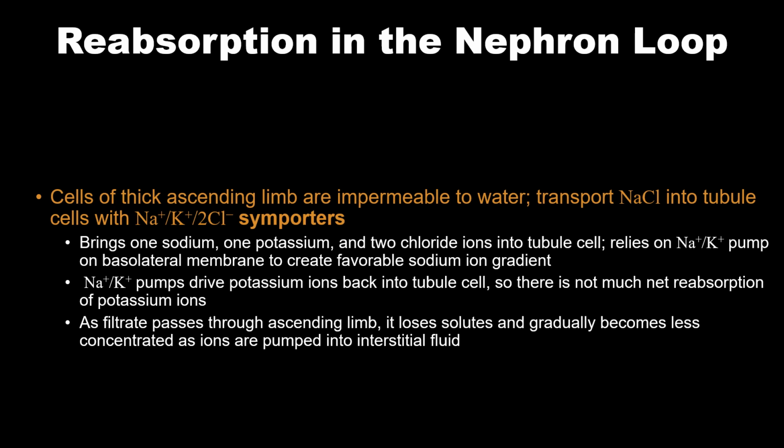Now, as the filtrate passes through this ascending limb, it generally loses solutes and becomes gradually less and less concentrated as ions are pumped back into the interstitial fluid. In juxtamedullary nephrons, the differing permeabilities in the two limbs and the changing concentration of the filtrate are generally part of a larger system that allows for extensive water reabsorption from the filtrate in both the loop and the collecting system.